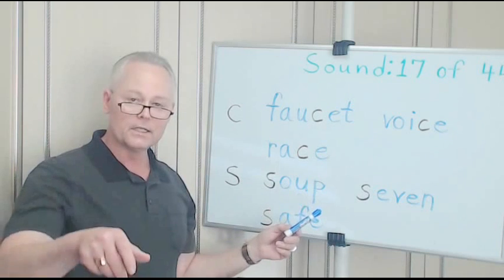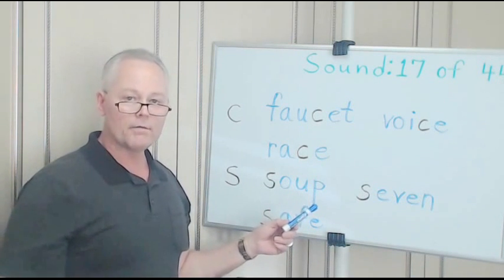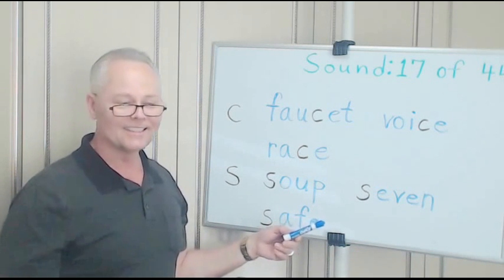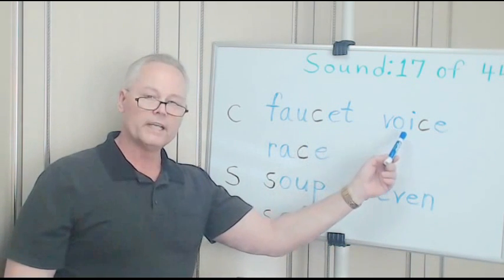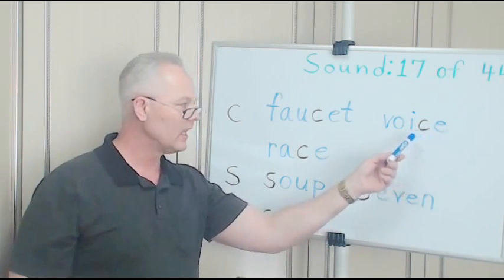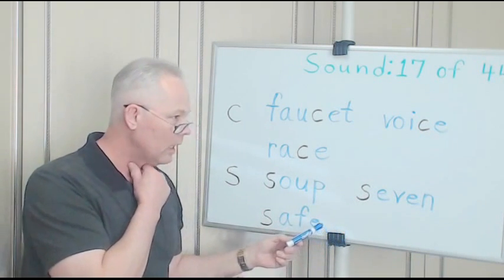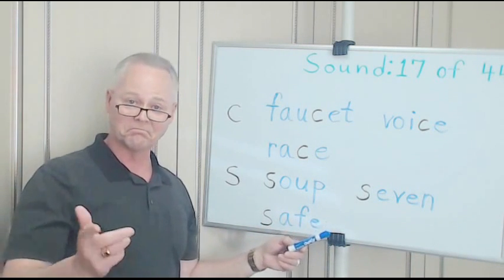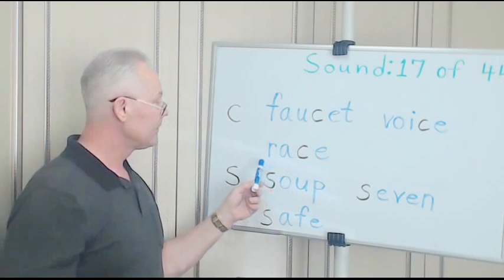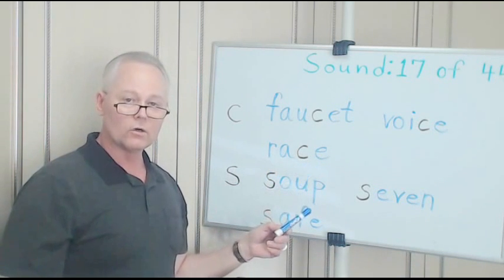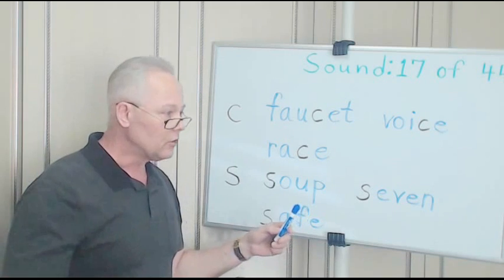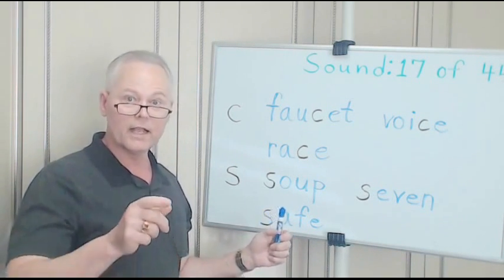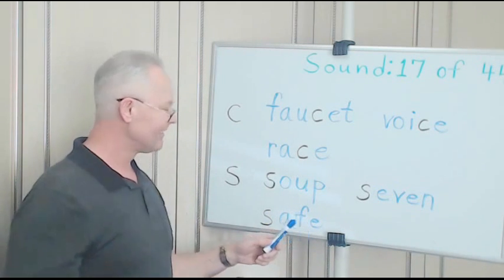Faucet, a faucet. Something you turn the water on and off from your kitchen sink, the hose in your backyard to water your garden. Faucet. Voice, my voice. Is your voice higher or lower than mine? Race. So, perhaps you see two boys running down the street side by side, trying to get ahead of each other. They're having a race, a foot race.